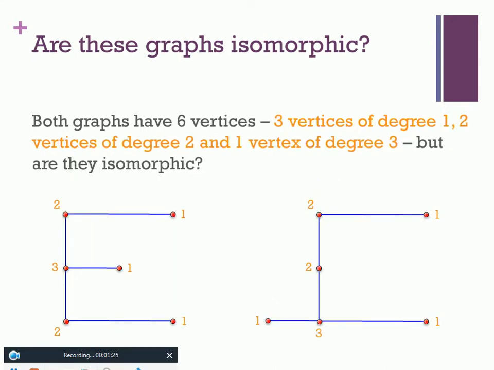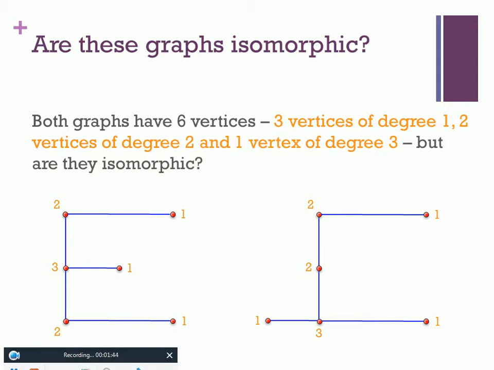Have a look at these two graphs. They both have 6 vertices. They both have 3 vertices of degree 1, 2 vertices of degree 2, and 1 vertex of degree 3. But are they isomorphic?